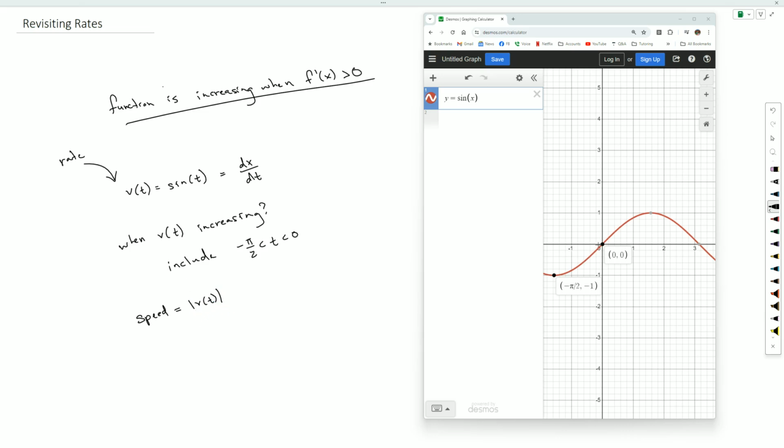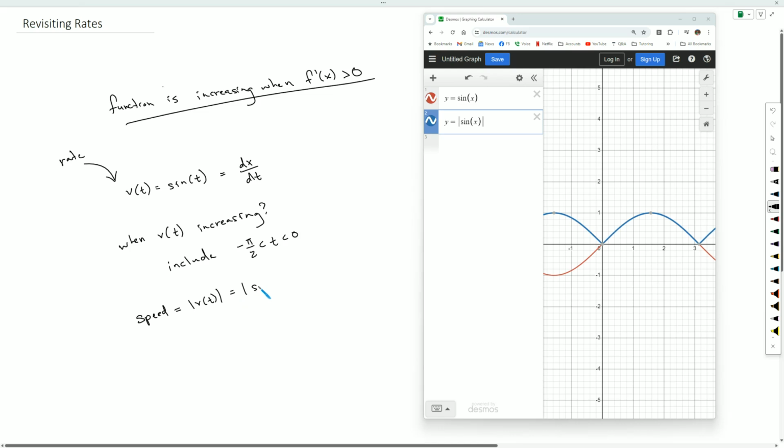So in this region here, would we say the speed is increasing? No. But that's because we're plotting something else. We're plotting the absolute value of sine of t. So now I've plotted the speed. The blue curve is now the speed, that is the absolute value of sine of t in this case. Now, what do you see about the slopes of the speed? Well, it's decreasing because the slopes are going down. So here, the speed is decreasing. Here, the speed is increasing. Here, the speed is decreasing. Here, the speed is increasing.